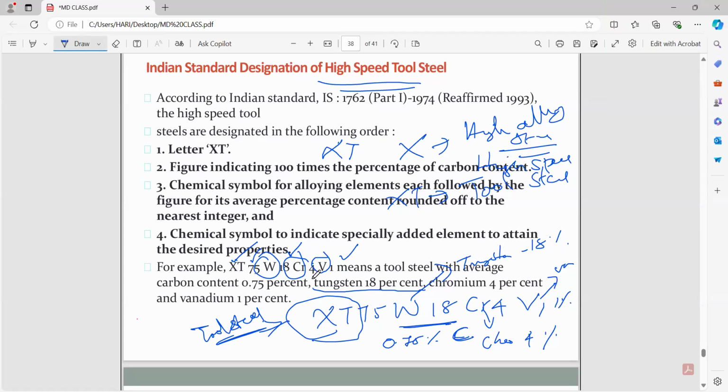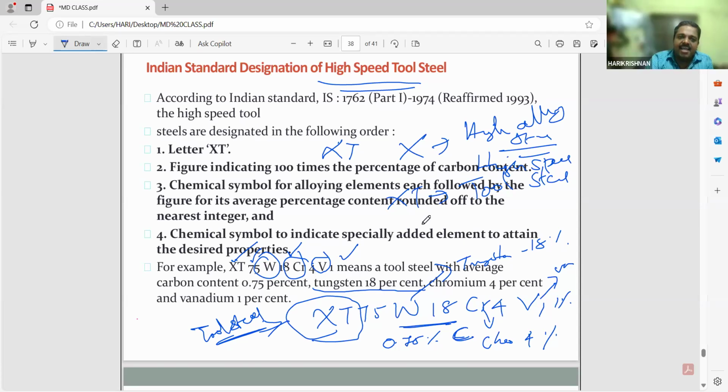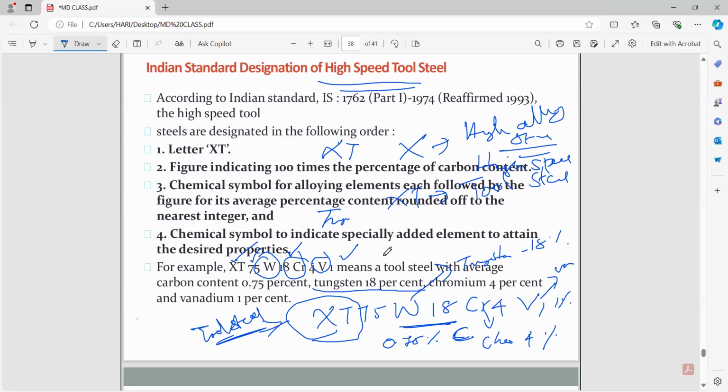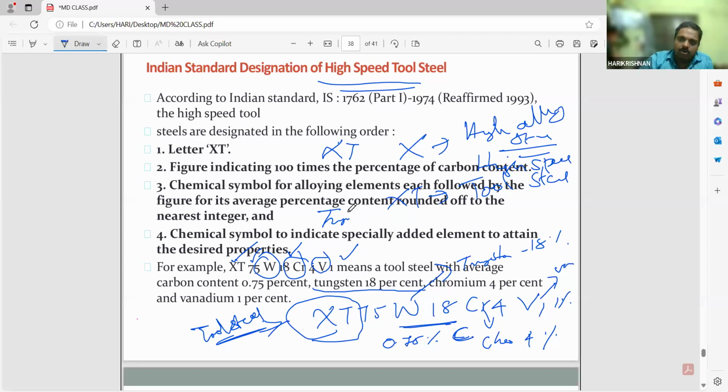Sir, tungsten is also a metal. Yeah, it's a metal, but what they are doing is adding these elements to the steel to improve the properties of steel. Tungsten is also there in our periodic table. They are added to the steel to improve its properties. Because it has to be prepared as a tool steel, that is why tungsten is there.